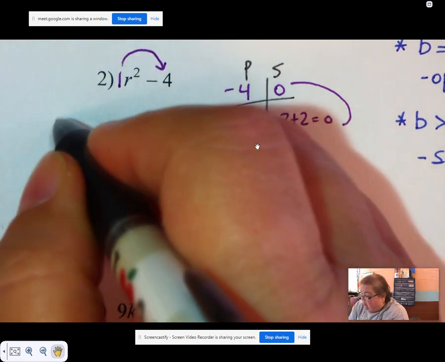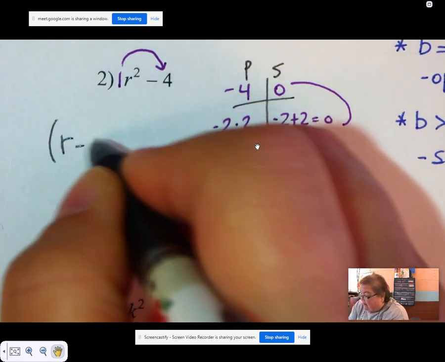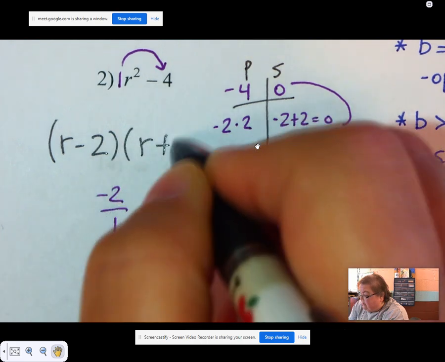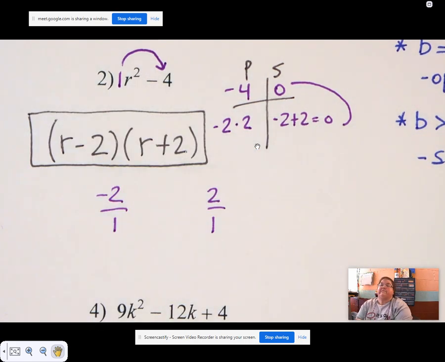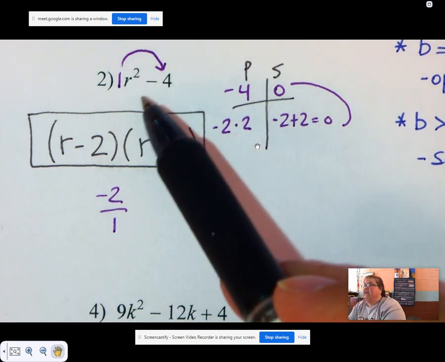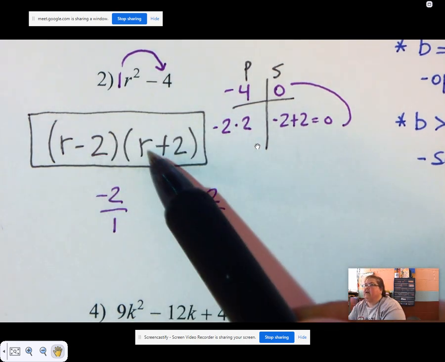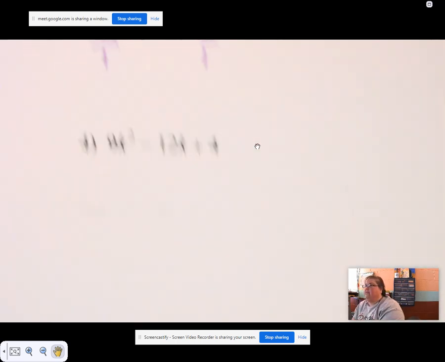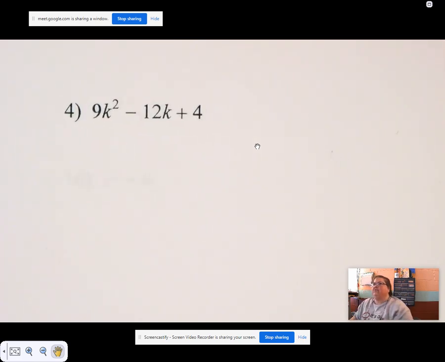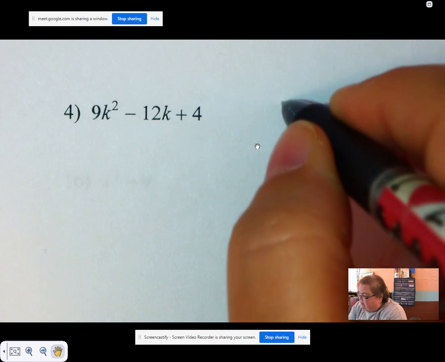So, r minus 2 times r plus 2. It works exactly the same. Process exactly the same. No matter what the factor is, special cases or regular, it always works the same way. B equals 0. Opposite signs. Go down to number 4, please. Does B equal 0 here? Nope. All right. Product sum.